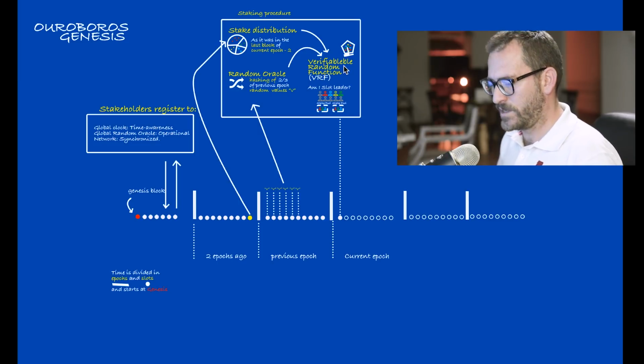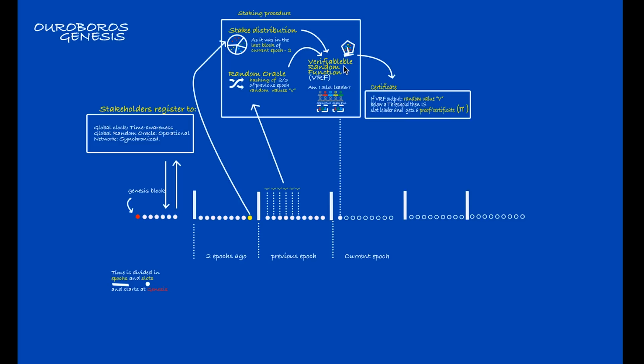Number one, it will produce a random value that is going to be compared against a certain threshold that is dependent on the stake distribution. So if that random value is below that threshold, then the stakeholder becomes a slot leader, and he gets a proof of it, or a certificate, that he is going to embed in the block he produces for all other nodes in the network to verify that that particular block indeed comes from a legitimate slot leader of that particular slot. Okay, so this is important.